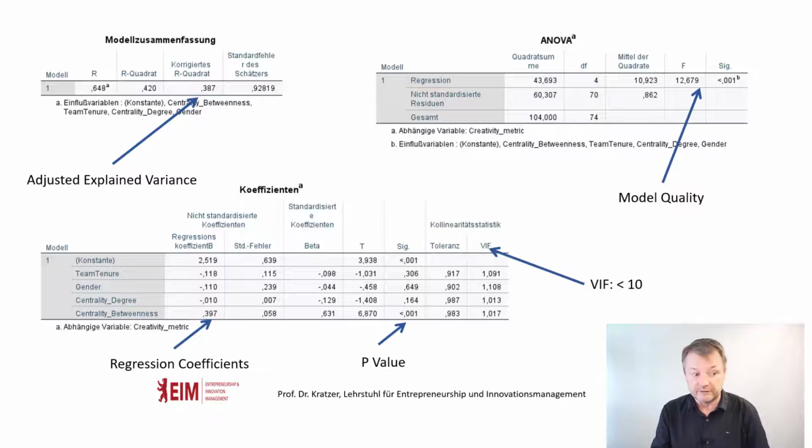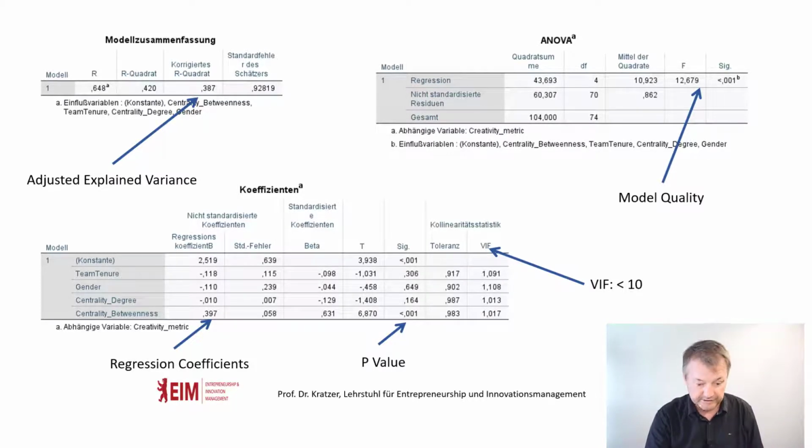So we see an explained variance now with four variables, which is 0.387. We also see an F value, as with the original simple regression, which means our model is 12 times better than taking just the averages of the independent variables. And we find the coefficients and the significance, and we see that betweenness centrality is highly significant, and the other variables are not. And we have a collinearity statistic, the variance inflation factor, which should be lower than 10, and we see we don't have any multicollinearity. This model is valid.